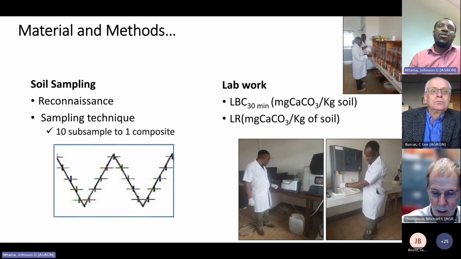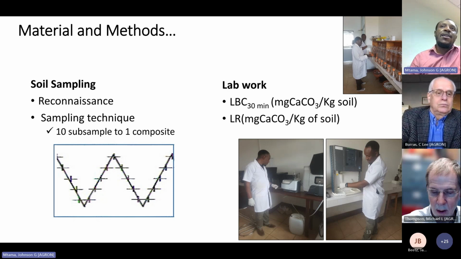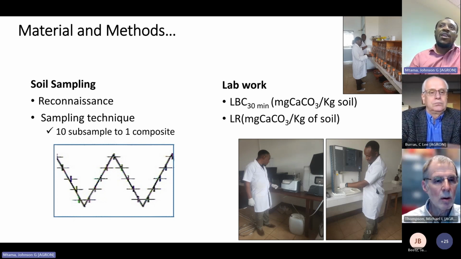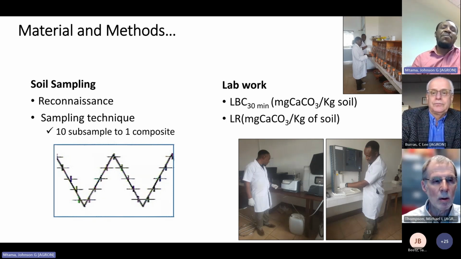So the work was organized into two phases. First phase was the field work, and the second phase was the lab work. So for the field work, I conducted the reconnaissance study into the identified sites, especially the areas delineated for experimental purpose, where I observed the kind of vegetations in these areas, as well as the soil colors, but also looking at the depth by auguring across the delineated area for experimental purpose.